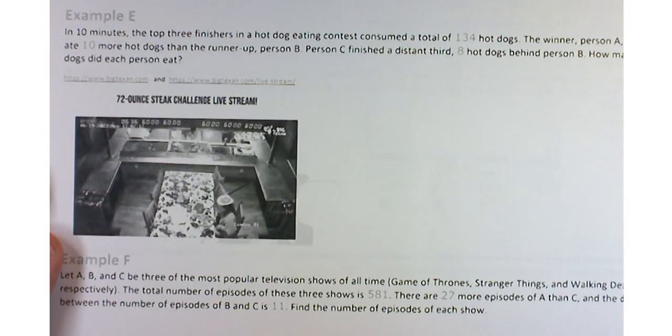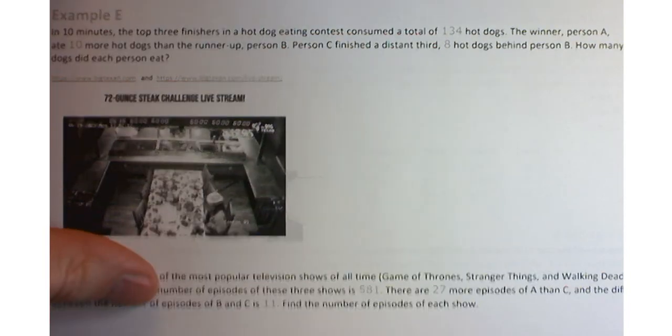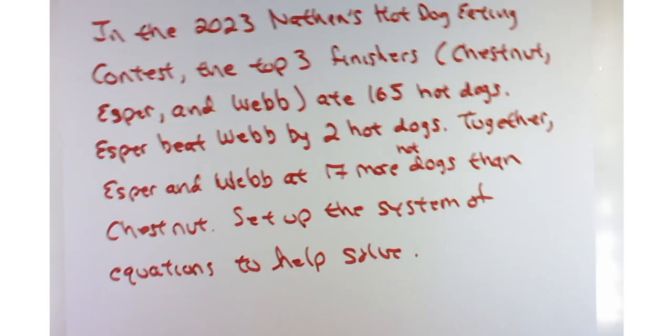All right, let's flip things over and go to example E, the top 3 finishers in a hot dog eating contest. Well, I'll tell you what, we could do this one, or we could do this one, which I just wrote this morning right before a class.